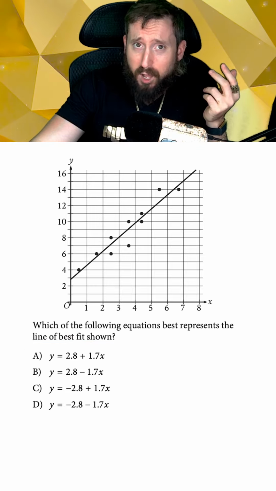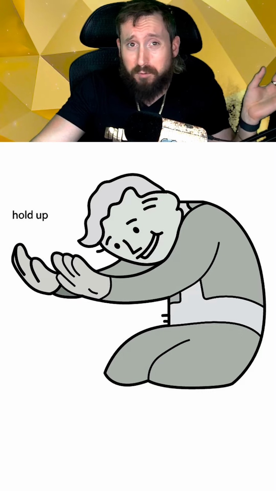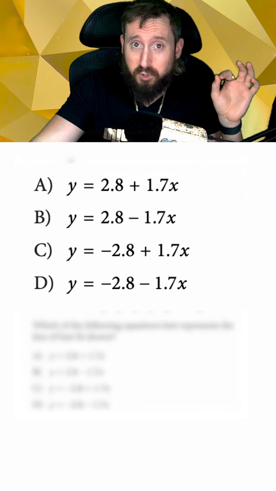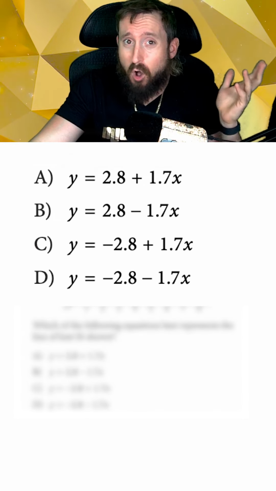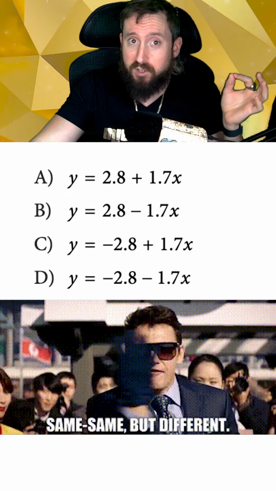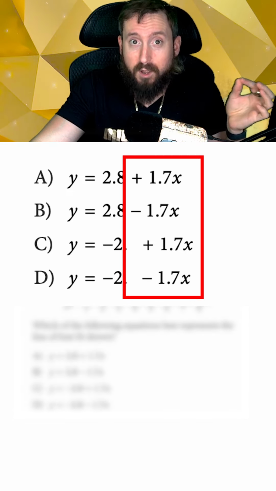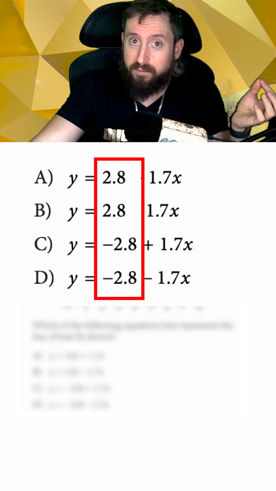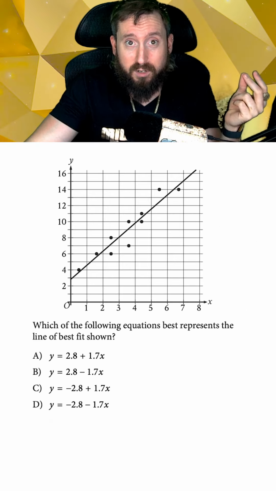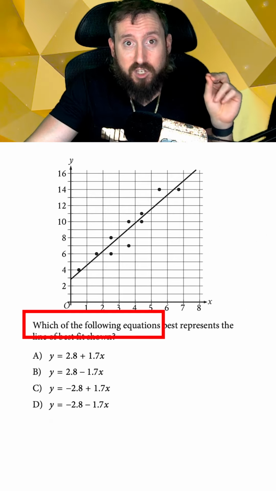Here we see a scatter plot with a line of best fit. But before even reading the question, I'm going to look at the answer choices first. Here I notice that they're all very similar, and just slope-intercept equations of a line. The only difference between them is whether the slope is positive or negative, or the y-intercept is positive or negative. Now, looking back up to the actual question, we see that they're asking for the equation of this line.